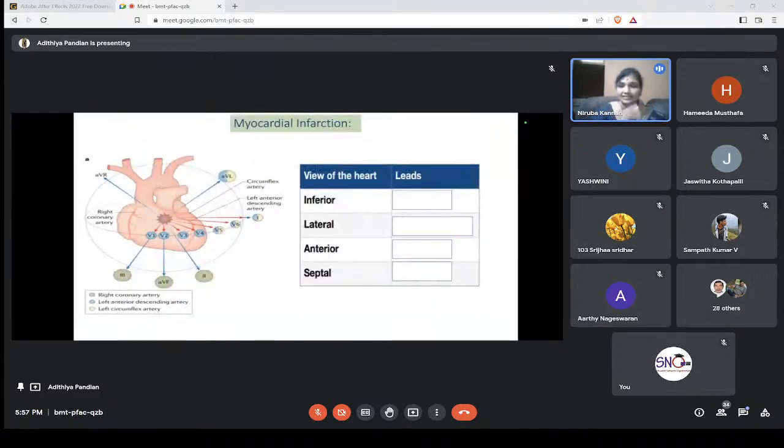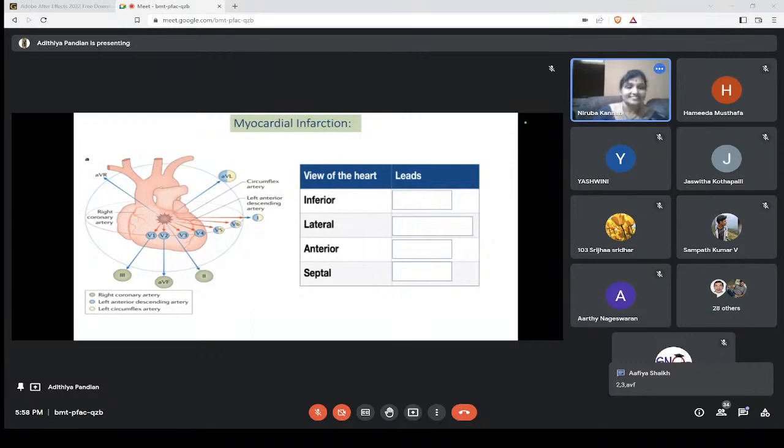Okay, this is the one slide which I want all you students to know very well. So kindly tell me, where are the leads now? If the inferior wall of the heart is affected, which lead will reflect it? Can you please say? If there is an inferior infarction, which leads can reflect it? Which all leads can reflect it? Okay, lead 2, lead 3, AVF.